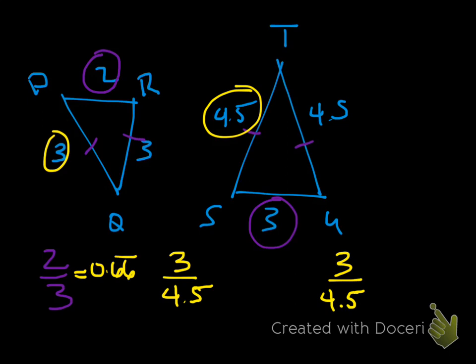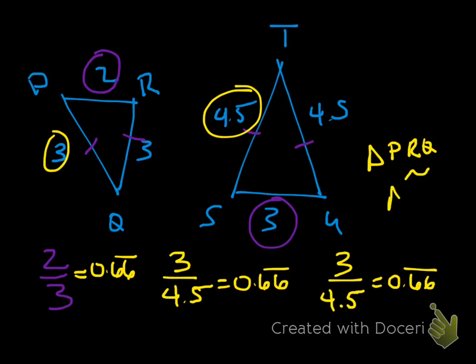0.66 repeating, 0.66 repeating, and 0.66 repeating. So basically that means that you can say that triangle PRQ is similar to triangle SUT by side, side, side similarity. Okay? Because you have two triangles that have all 3 sides proportional to each other. All right, let's look at the next one.